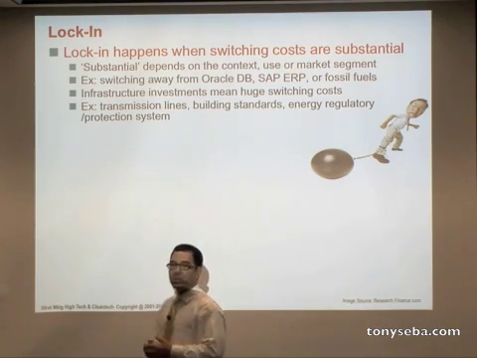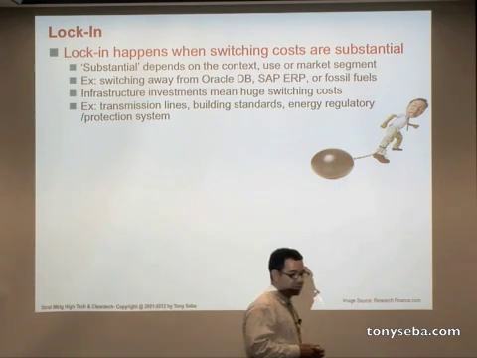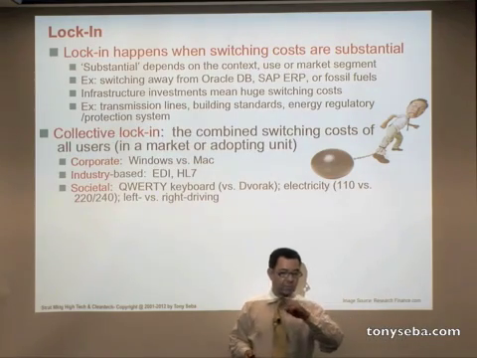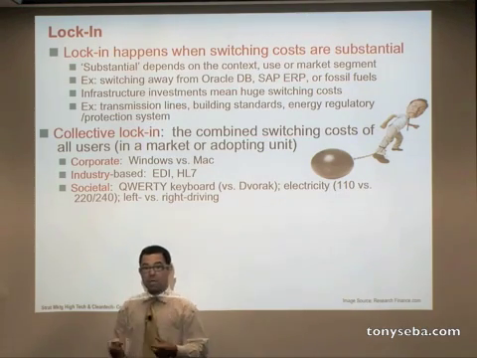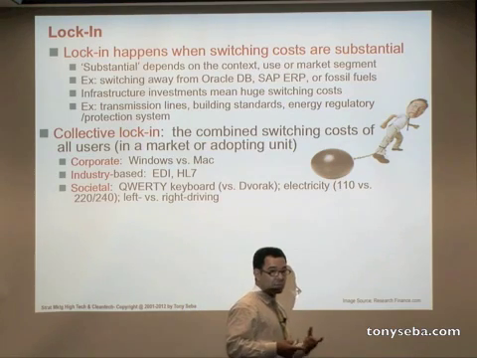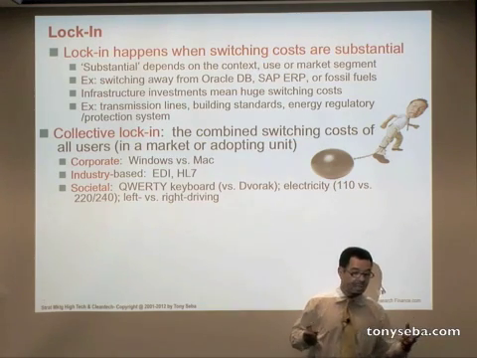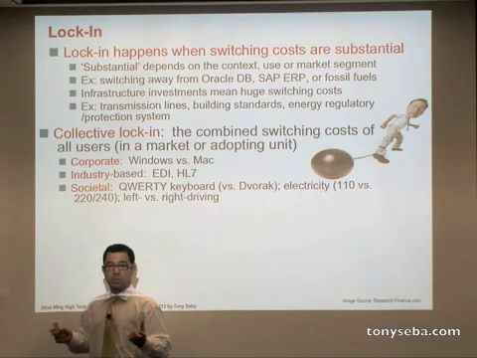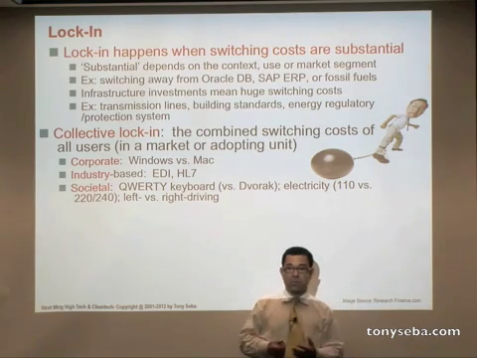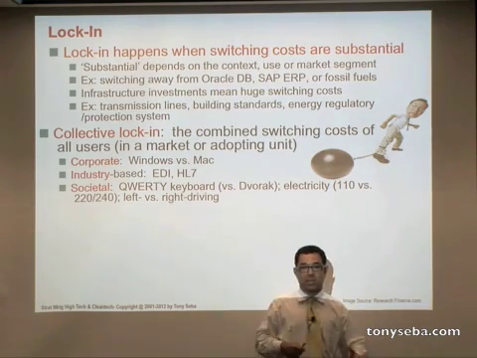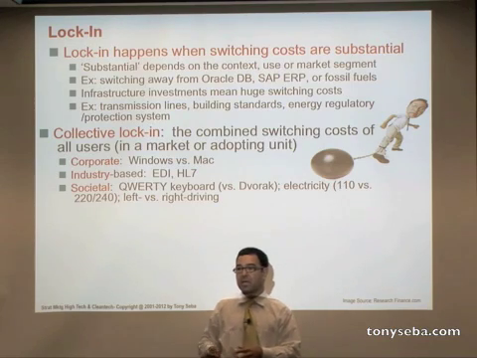And infrastructure investments. The bigger the infrastructure, the more painful it is to switch. Whether it's transmission lines or whatever. And so collective lock-in has different levels. You can be collectively locked into a technology. The collective lock-in is the combined switching cost of all users. Could be all users in a certain industry, for instance. If you are in the electronic distribution industry, you got to do EDI, right? And swapping out of EDI has been hard.